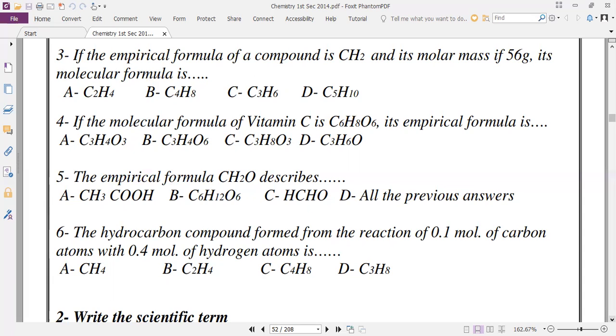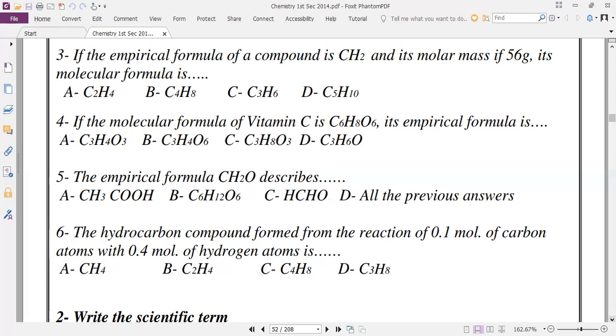Why? Empirical formula of CH2O. Question number A. Number A, CH3COOH. So, what is the number of carbon atoms in this compound? 2. Hydrogen? 4. O? 2. Excellent. So we can simplify by 2.